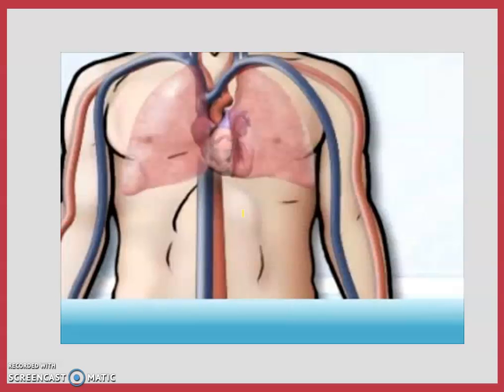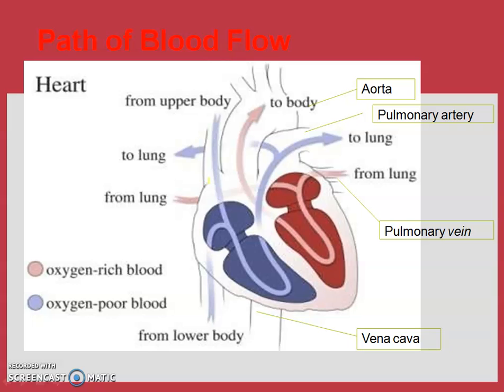Here you can see the blue colored ones are the main veins, and the red colored ones are the main arteries, which carry blood away from the heart and bring blood towards the heart. Then talking about the double circulation, you can see here. I have told you before that the blood in the heart does not mix.